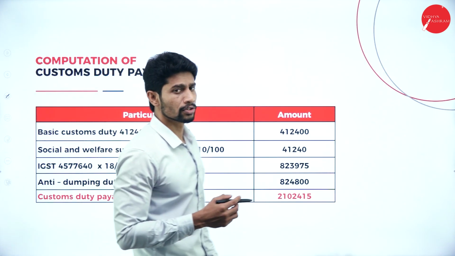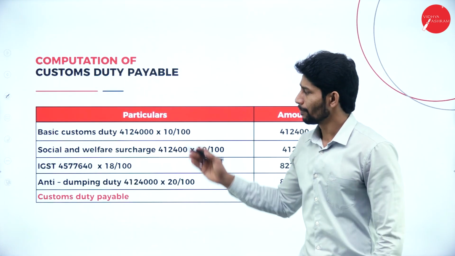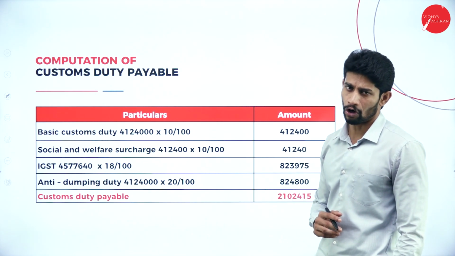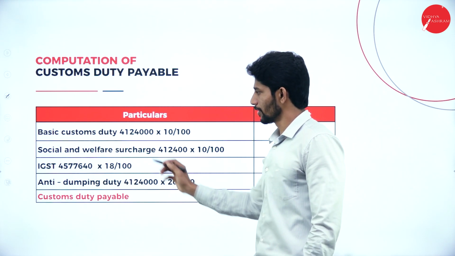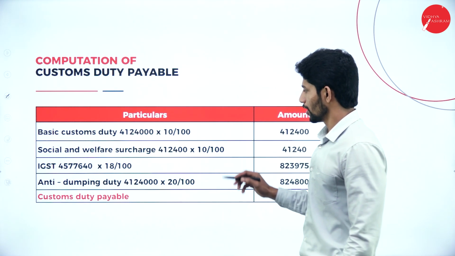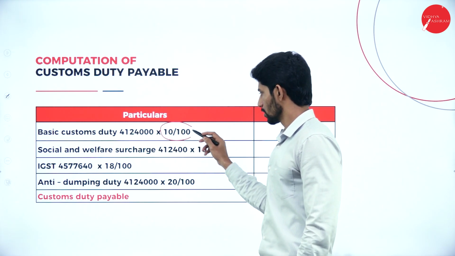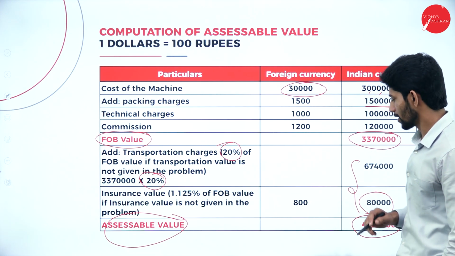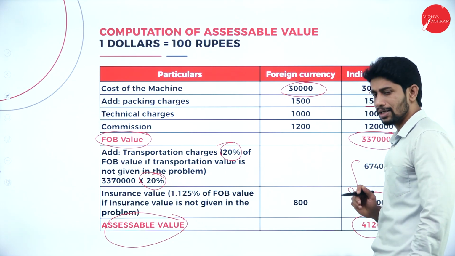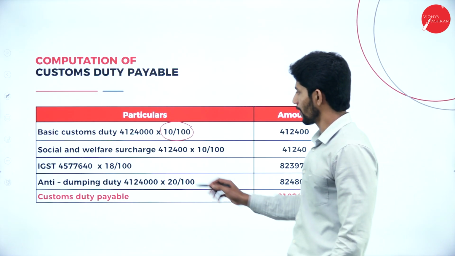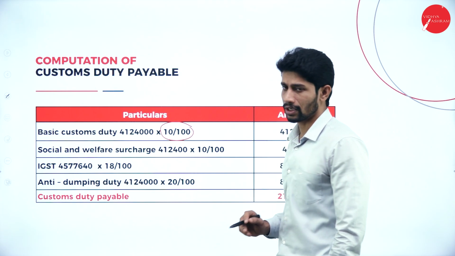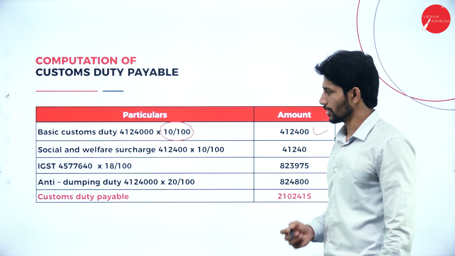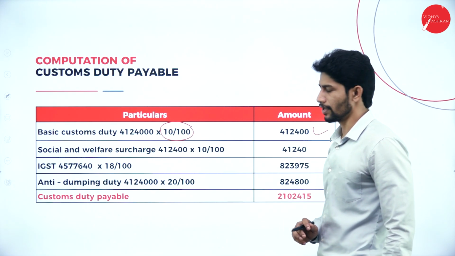So what is the format to find out the customs duty payable? Particulars, amount, that's it. Only two columns. So basic customs duty, we are supposed to compute 10%. On what are we supposed to compute? We are supposed to compute the basic customs duty on assessable value. So what is the assessable value? 41,24,000 into 10%. You will get 4,12,400.